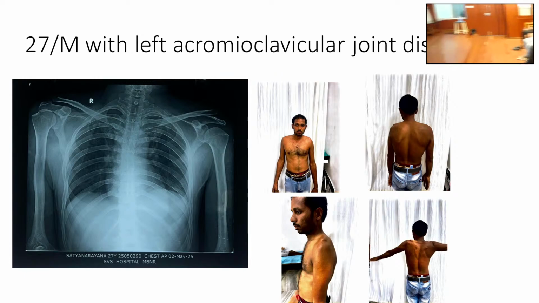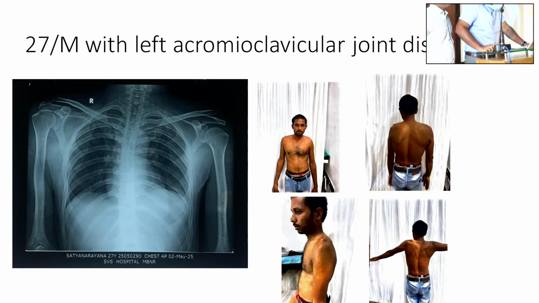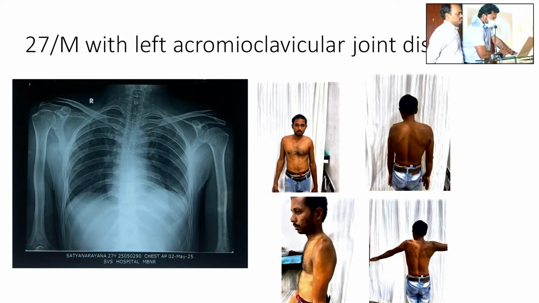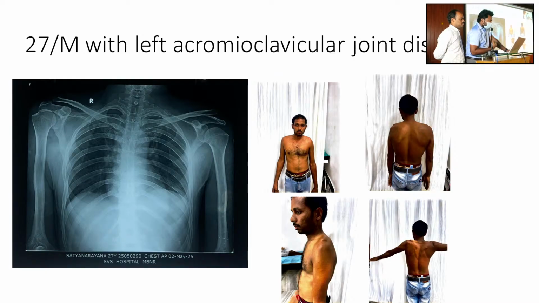A 27-year-old male with left acromioclavicular joint disruption. He sustained an injury 6 months back when he was hit by a bike from the backside, sir. In the clinical images, we can see a step-off at the lateral end of the clavicle and also superior migration of the lateral end of the clavicle.